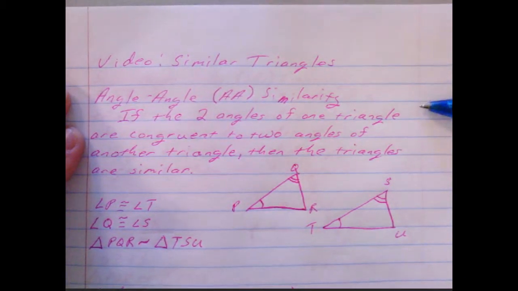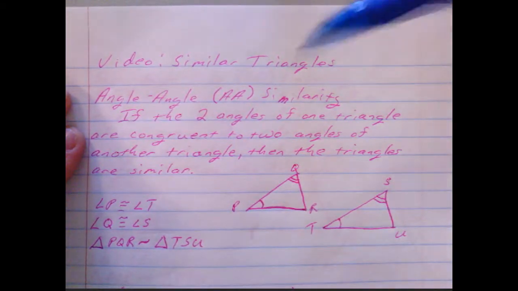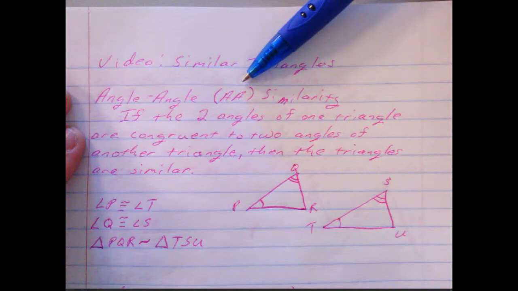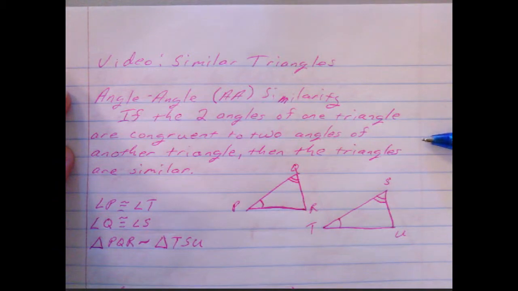Okay, so we have a couple different statements. Our first one is angle-angle similarity, and we notate that by AA. That just means if we have two angles of one triangle that are congruent to two angles of another triangle, then we know that those two triangles are similar. It doesn't mean that they're congruent, it just means that they are similar.